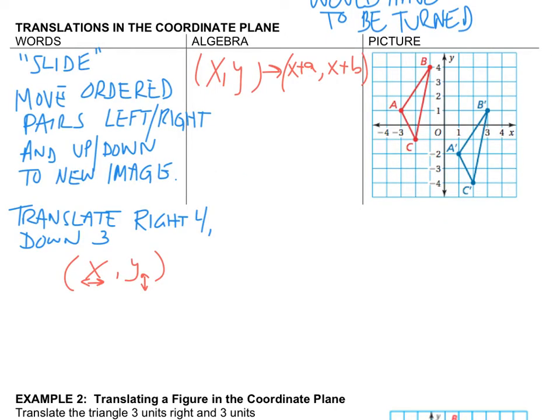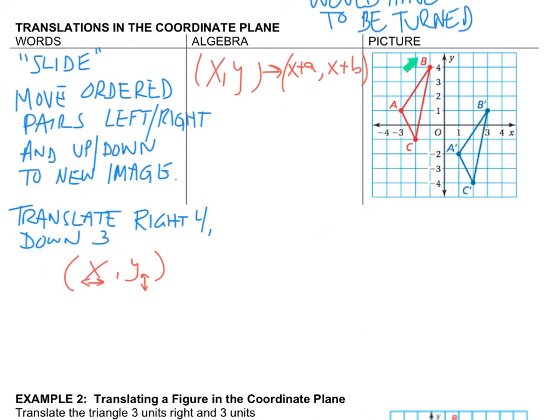So here you have the translation on a coordinate plane. The first one is in words. We just talked about how a translation is a slide. What you're going to do is move the ordered pairs, which we remember from the past are x, comma, y's, where the x's go left and right, the y's go up and down. We're going to move our pairs left or right based on what the x is telling us to do, and up and down based on what the y's are telling us to do to produce the new image. So for example, in words, I might see something that says translate right 4, down 3.